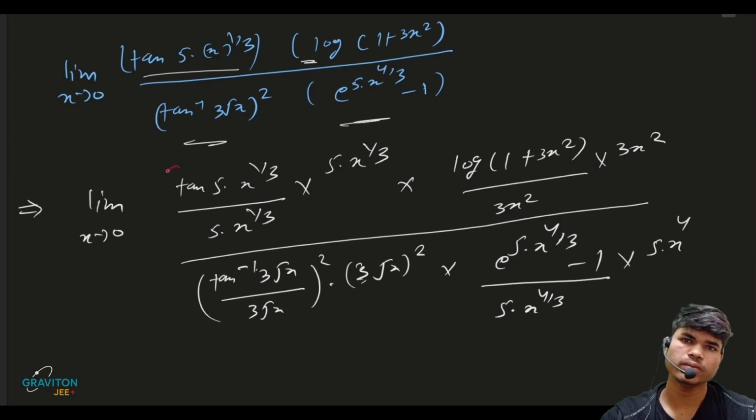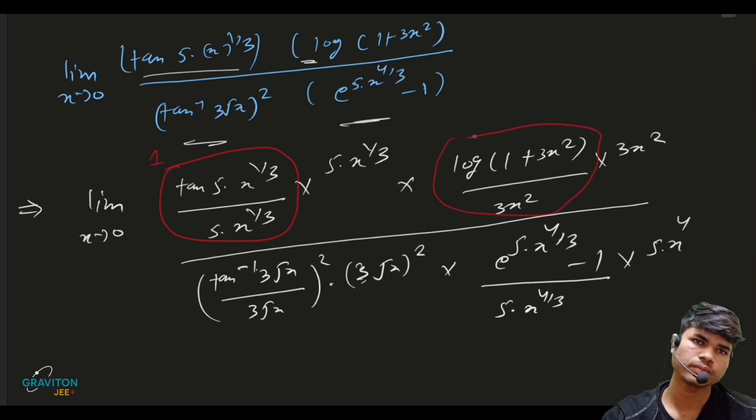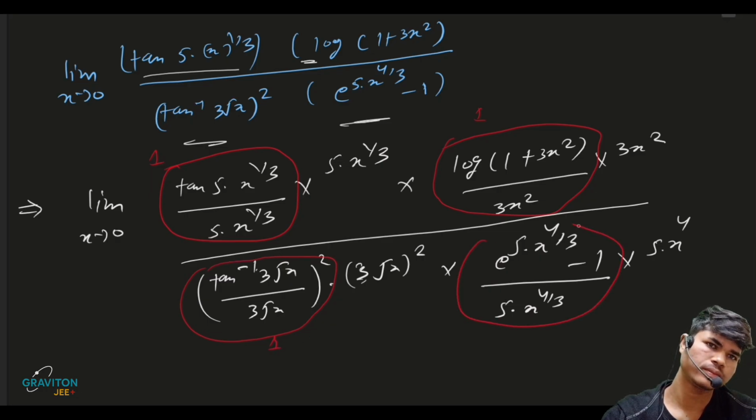So here it will become 1. Also this will become 1. Also this will become 1. And also this will become 1.